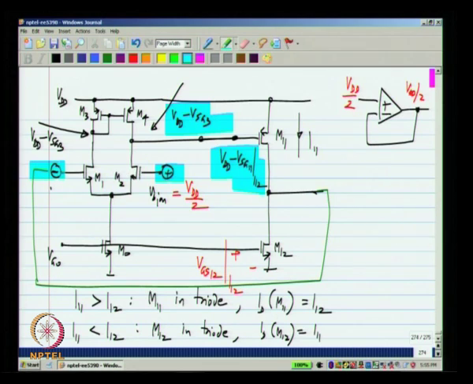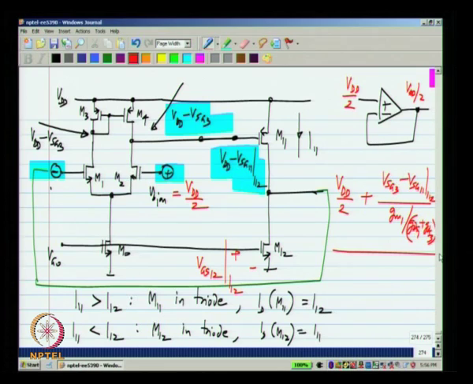So, this of course means that there is a difference between this one and that one. The output will not be at VDD by 2, but it will be at VDD by 2 plus some delta V, and what will be the delta V? It will be the change required at the output of the first stage, which is VSG3 minus VSG11 for a current of I12 divided by the gain of that stage, which is GM1 by GDS1 plus GDS3.